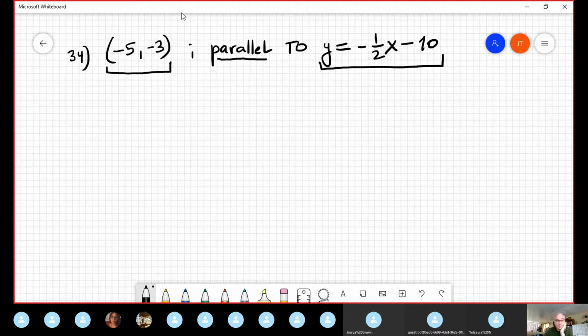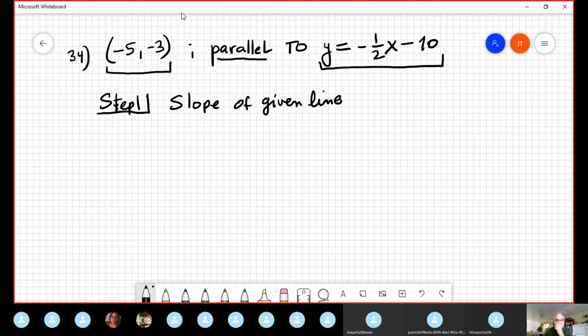Okay. Step number one is determine the slope of the given line. This is the given line. Now, what is the slope of the given line? I call it M1. What is the slope of this? Help me. -1/2. Exactly. -1/2.